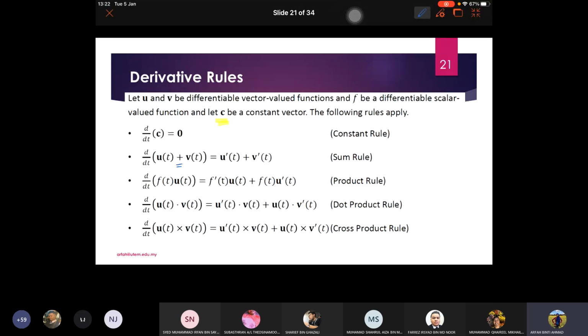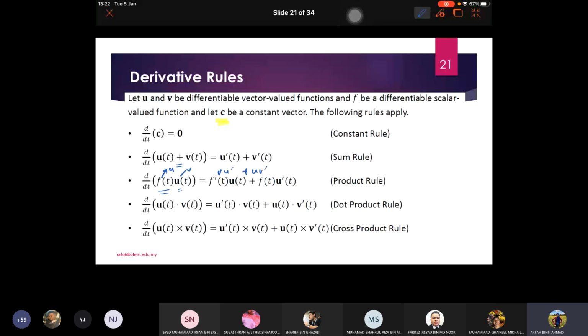And kalau ada function f darabkan dengan satu vektor u dan nak bezakan function f darab vektor u tu, sama je kalau awak buat macam product rule. So yang ini jadi awak punya u, this one will be your v. So jadi f prime u tambah f u prime. So it is equal to the product rule. Okay.